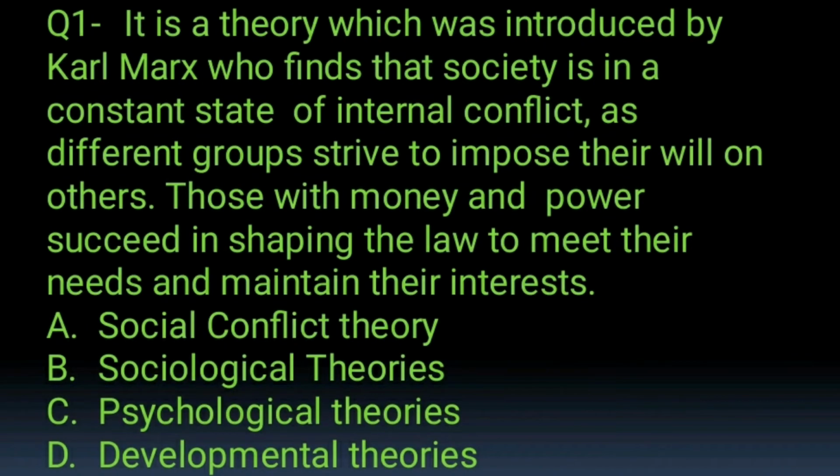It is a theory which was introduced by Karl Marx, who finds that society is in a constant state of internal conflict as different groups strive to impose their will on others. Those with money and power succeed in shaping the law to meet their needs and maintain their interest. Letter A, social conflict theory. Letter B, sociological theories. Letter C, psychological theories. And delta is developmental theories. And the answer for this question is alpha.